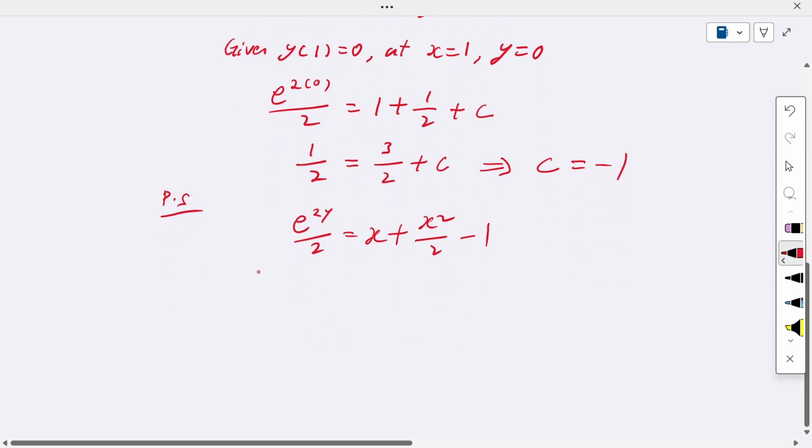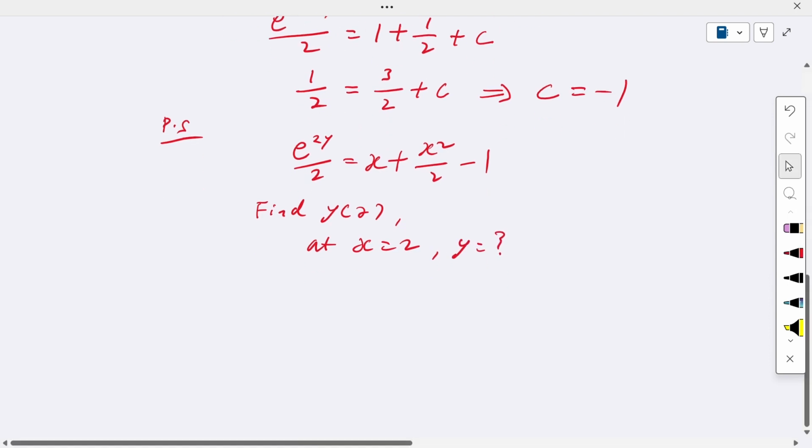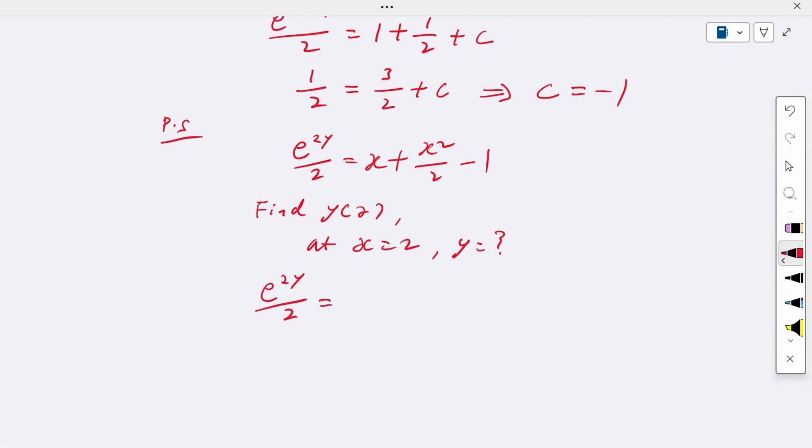So the next question is, with this solution, we need to find y(2), meaning that at x equal to 2, what is y? So we can substitute into this equation here. We have e^(2y) divided by 2. So x is 2, substitute here. So 2 squared is 4, divided by 2 is 2, minus 1.